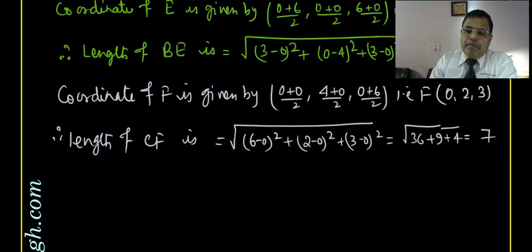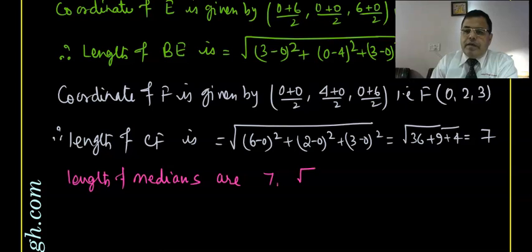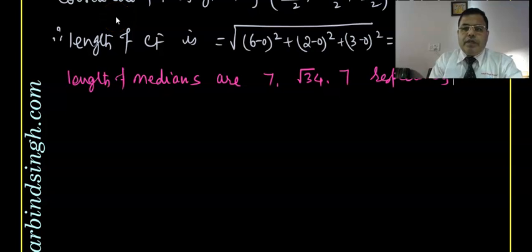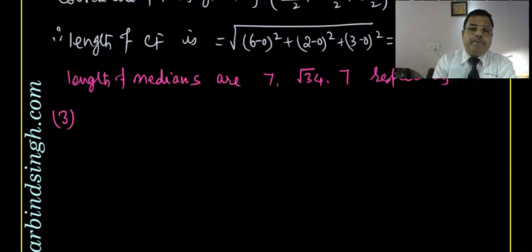Here, so the lengths of the medians are 7, root 34 and 7 respectively. Okay. Now the next question, that is question number 3, and question number 3 is here.